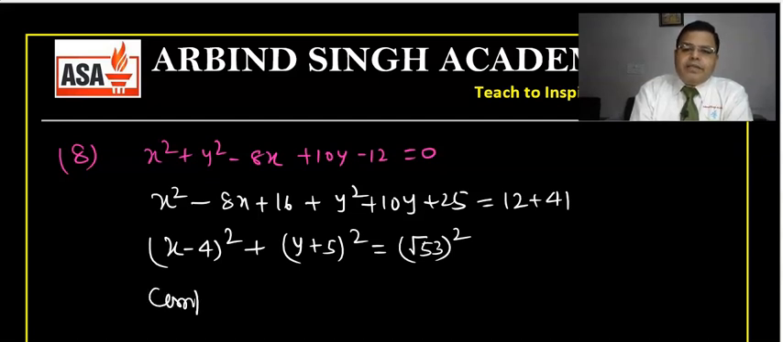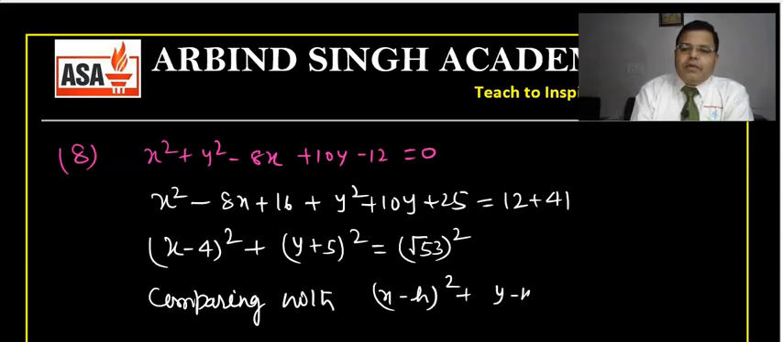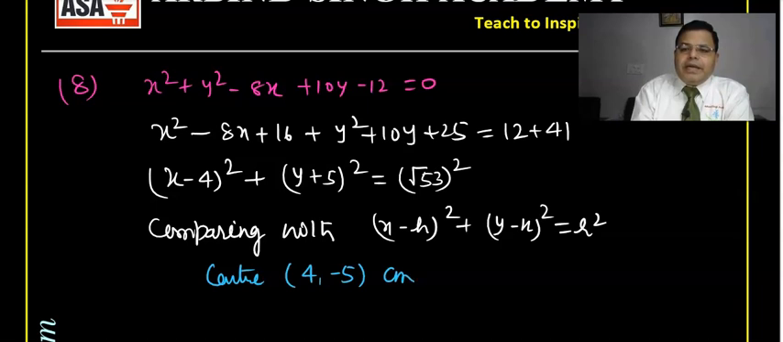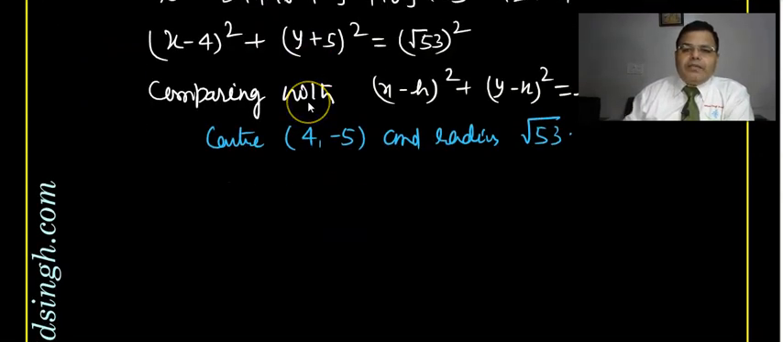On comparing with (x − h)² + (y − k)² = r², we got the center as (4, −5) and the radius is √53. Okay, so that is one of the answers. Now the next question is question number 9.